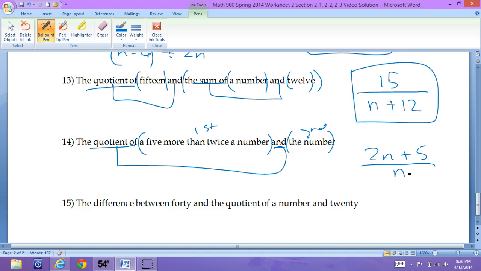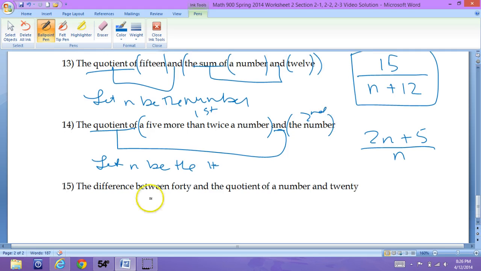So now in all of these, we could have and should have been defining our variable. So let n be the number, let n be the number, etc. And for full credit on exams, and maybe even extra credit, depending on how I'm in the mood for that day, you want to be as complete in your solutions as possible. So writing let n be the number and then proceeding through the problem shows me that you're fully aware of everything that's required.